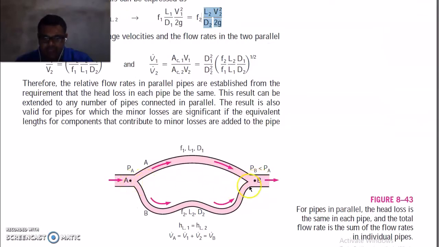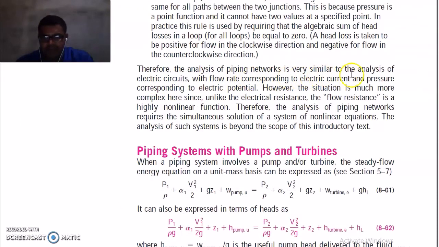This is a junction. So at this point, there can't be two values. So the pressure at this point B must be the same. It is only possible when the pressure drop through this pipe and this pipe is the same. Therefore, analysis of a piping network is very similar to analysis of electric circuits, with flow rate corresponding to electric current and pressure corresponding to electric potential. However, the situation is much more complex here, since unlike electrical resistance, the flow resistance is a highly non-linear function. Therefore, the analysis of a pipe network requires the simultaneous solution of a system of non-linear equations.